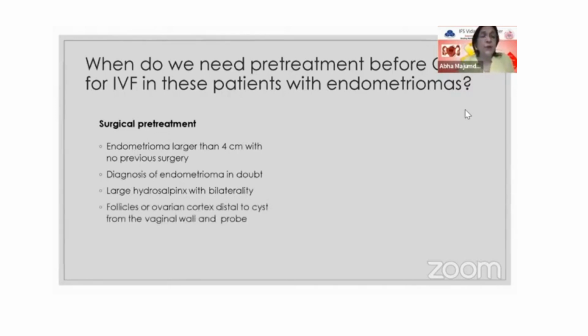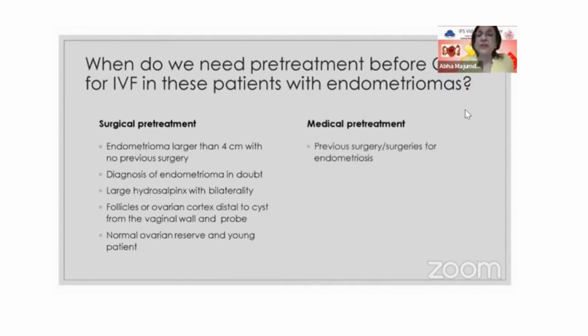And when you do ultrasound, you find that all the follicles or ovarian cortex is distal to the cyst from the vaginal wall and probe. So you put in a probe and you find the whole cyst sitting against the vaginal wall, and the cortex, as well as all the follicles, distal to it. What will happen when you push in the probe? You will first enter the cyst, and then you will be able to reach the follicles. In these cases, and if she's a young girl and has a good ovarian reserve, then also we can think of removing her endometrioma, downstaging her endometriosis, give her a chance for natural conception, which if it doesn't work, we have enough time, we have enough reserve to go in for IVF.